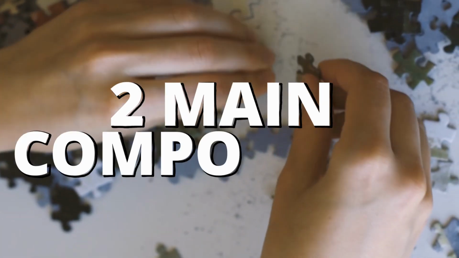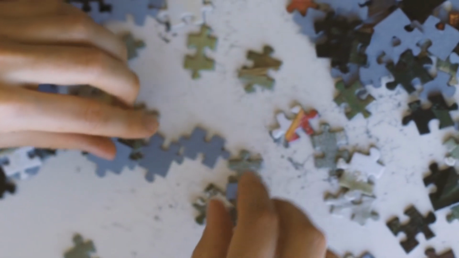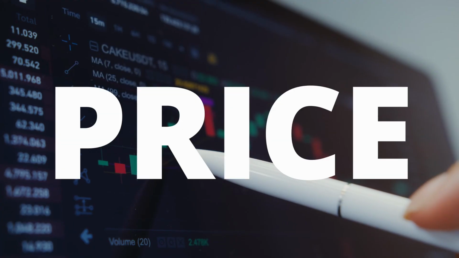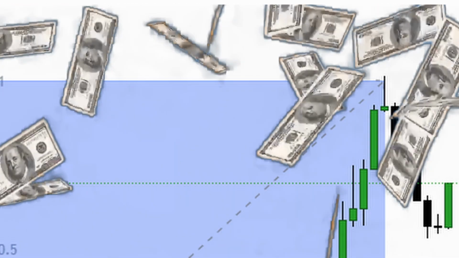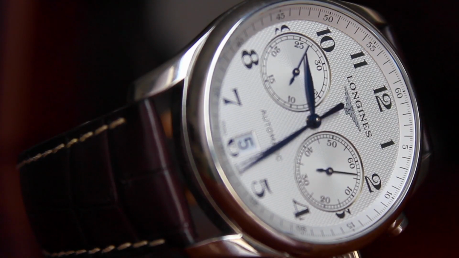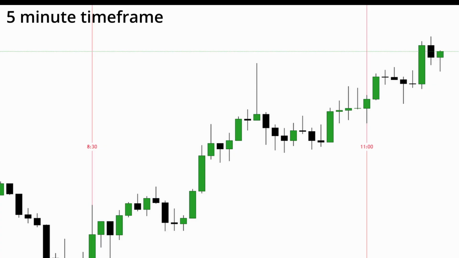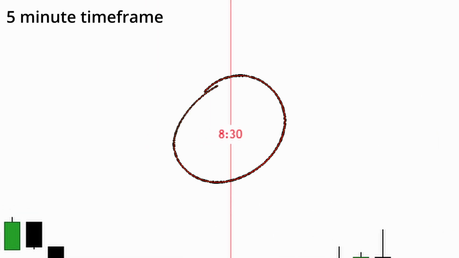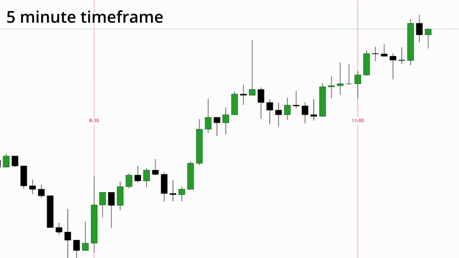There are two main components that need to be utilized when trading optimal trade entry: time and price. In order for this to work, you need to trade during a specific time when algos are most active. The time when you can enter the trade is between 8:30 a.m. and 11 a.m. New York local time.